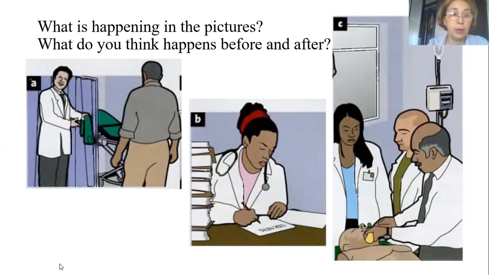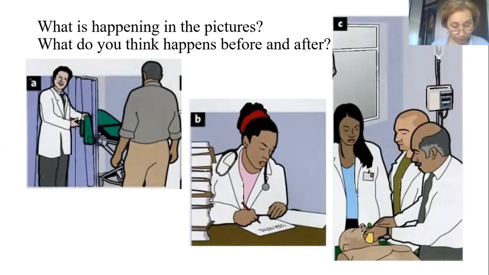Akram, will you comment on picture A, please? Akram? Yes, I'm here. What is happening? I think it's a doctor that's trying to lie the patient on the bed for diagnosis. Okay. Yes, okay.